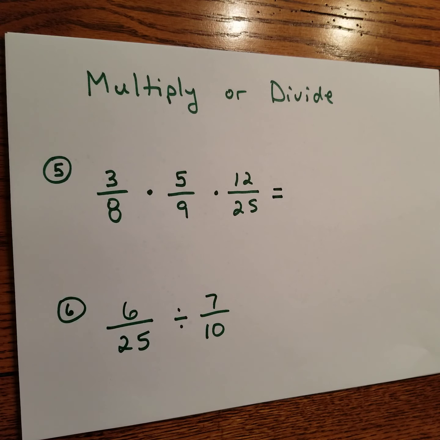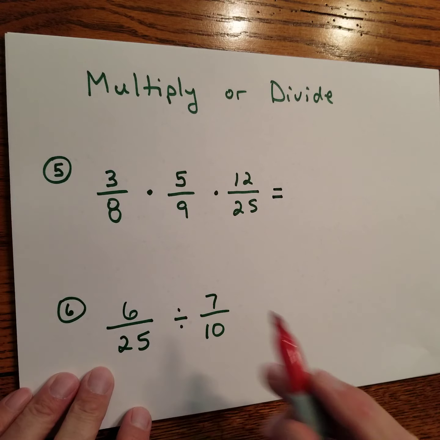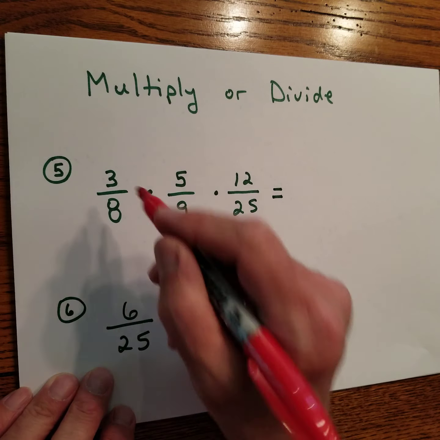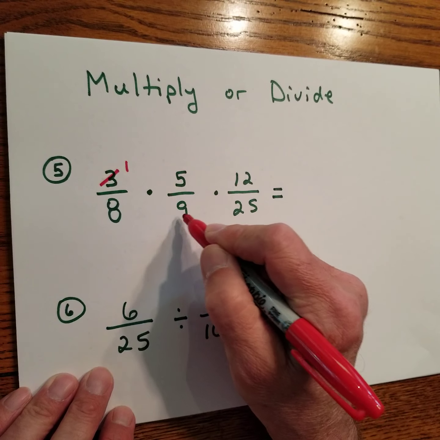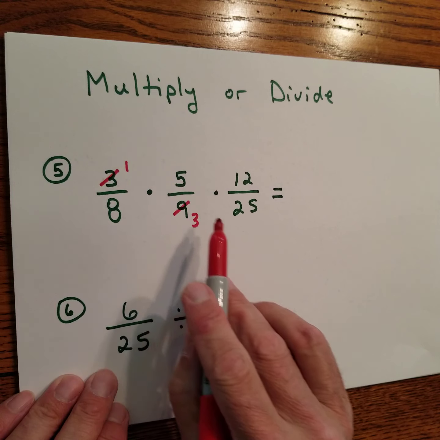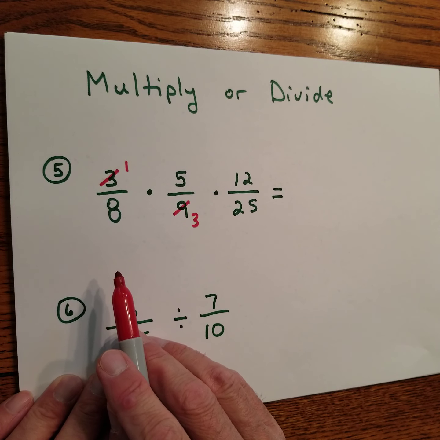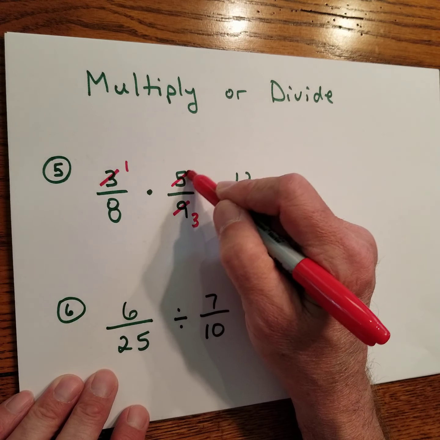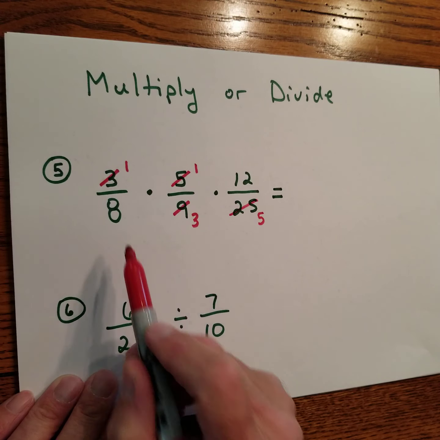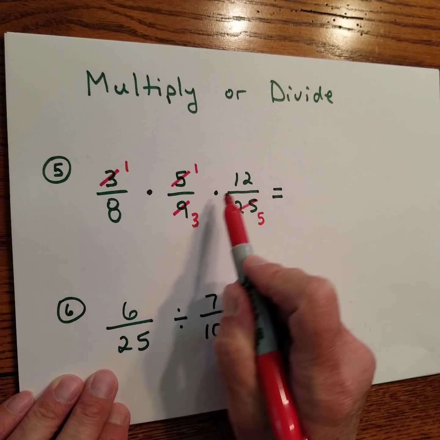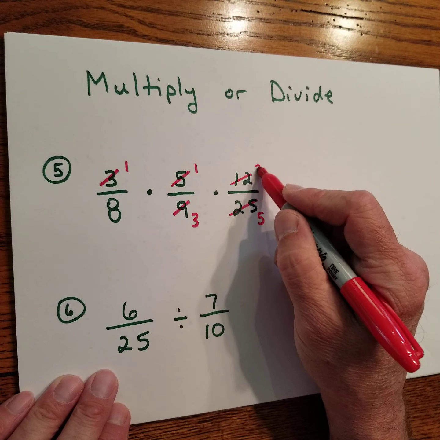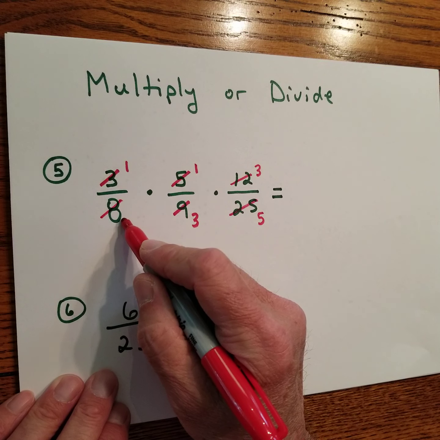Try to reduce any top with any bottom, like the 3 and the 9. Those are both divisible by 3. Divide by 3, divide by 3. I can also reduce the 5 and the 25. They're both divisible by 5. Divide by 5, divide by 5. 8 and 12, those reduce nicely. They're both divisible by 4. Divide by 4, divide by 4.